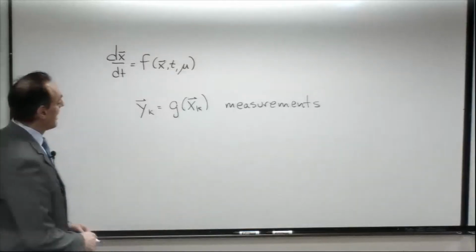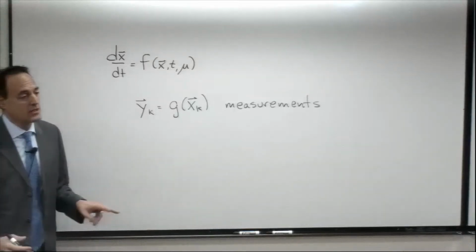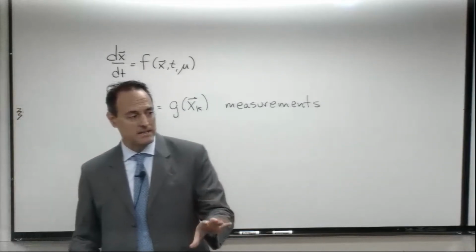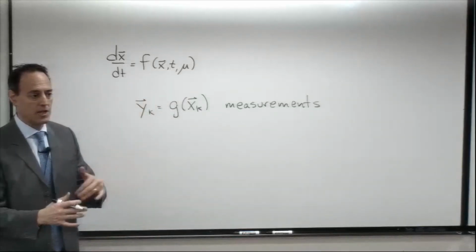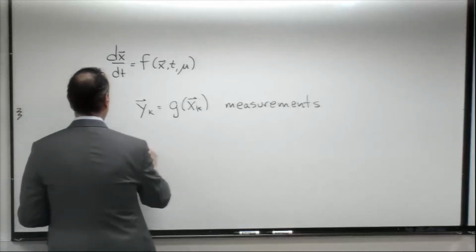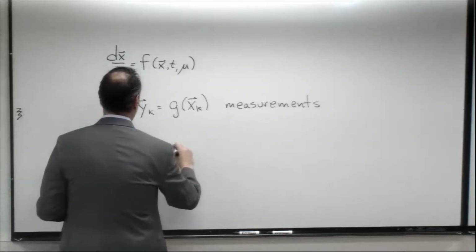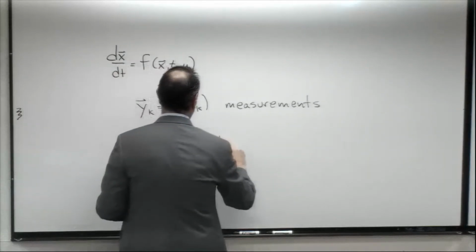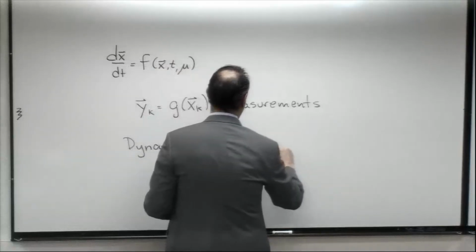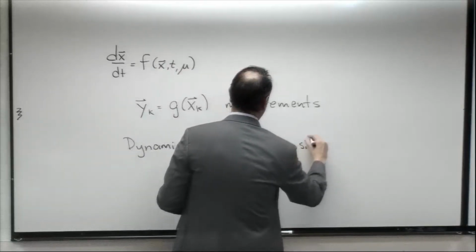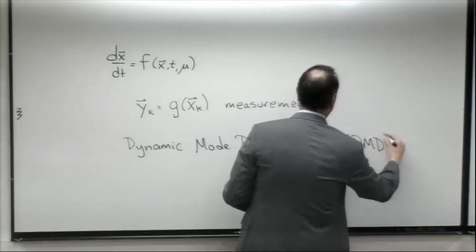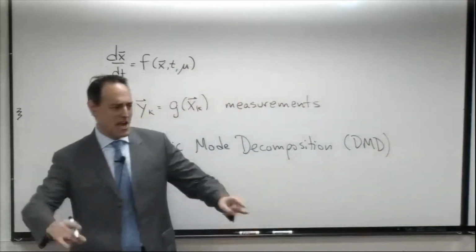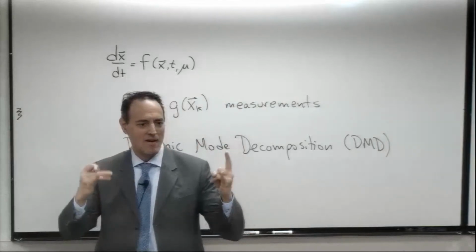So we're going to talk about a couple ways to head towards this. The first methods we're going to hit, and it's going to be happening here in the first set of lectures, is what's called dynamic mode decomposition, or DMD.